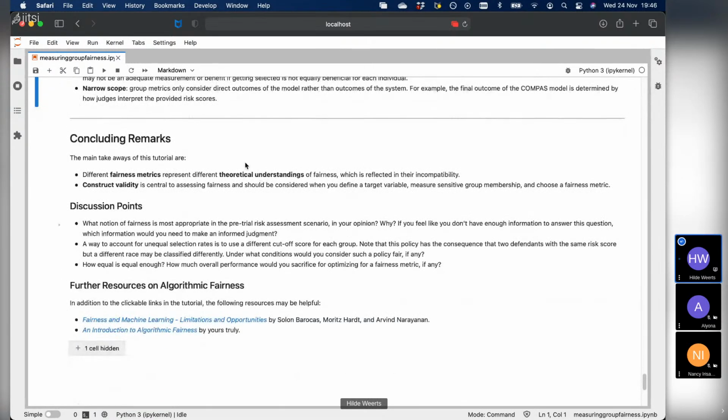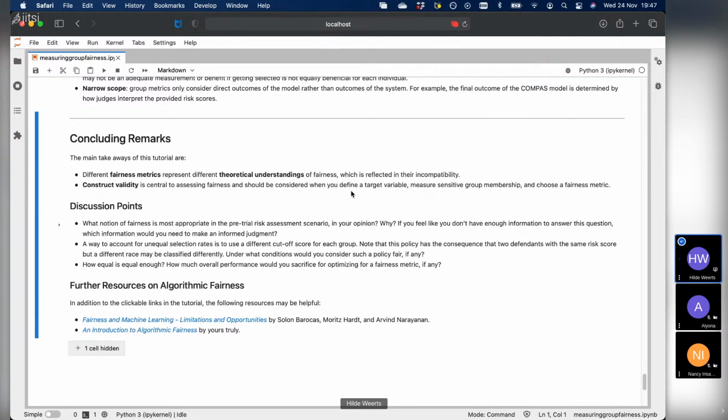All right, then we are at the main takeaways of the tutorial. I hope that after this talk, you've learned how different fairness metrics actually represent different theoretical understandings of what fairness even means, and that is also reflected in the incompatibility of these fairness metrics. I also hope that if you take away one word, it's construct validity, because it's central in assessing fairness, in how you define your target variable, in how you measure sensitive group membership, and actually also in how you choose a fairness metric, because you can also apply construct validity to the idea of fairness. Like, we are using equalized odds for measuring fairness, but what do we actually mean with fairness?